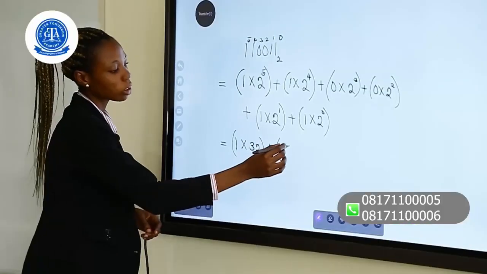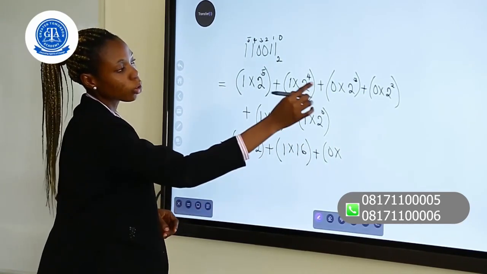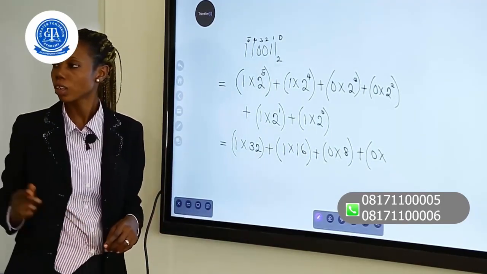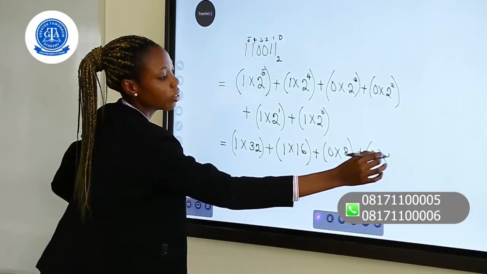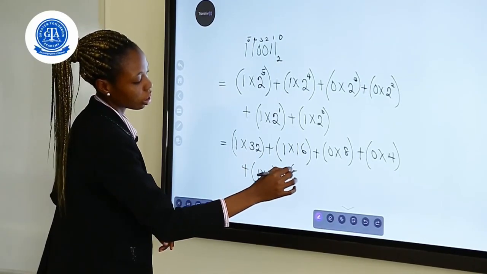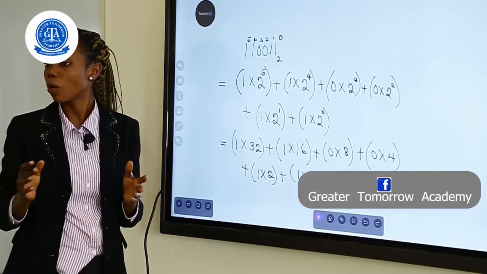So we are going to have 1 times what? 16 plus 0 times, so who can help us with 2 raised to power 3? What's 2 raised to power 3? Yes? 8. So we are going to write 8 here plus 0 times, what's 2 raised to power 2? Yes? 4. Very good. Plus 1 times 2 raised to power 1 is what? 2. Plus 1 times 2 raised to power 0, 1. So anything raised to power 0, no matter the number, is what? 1.